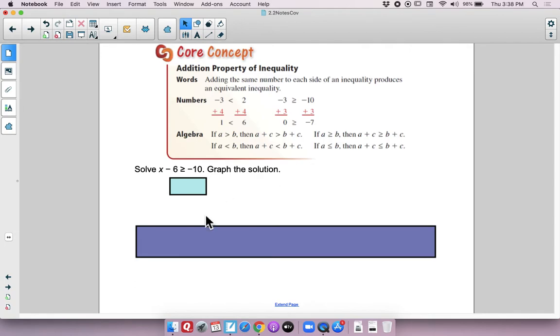Okay, so I want you to solve x minus 6 greater than or equal to negative 10 and then graph it so we can get a little practice with that. Go for it.